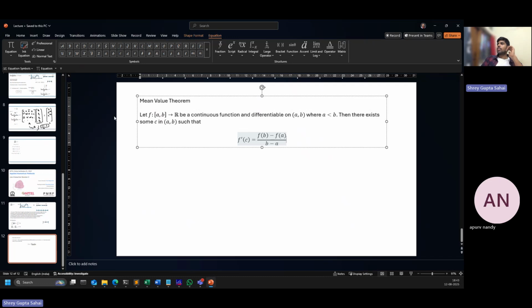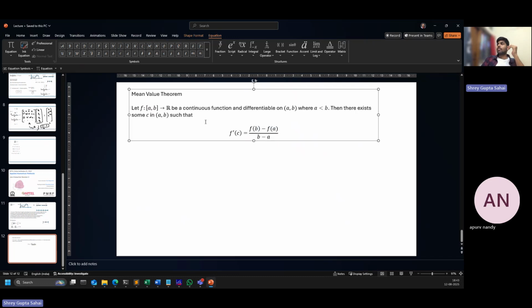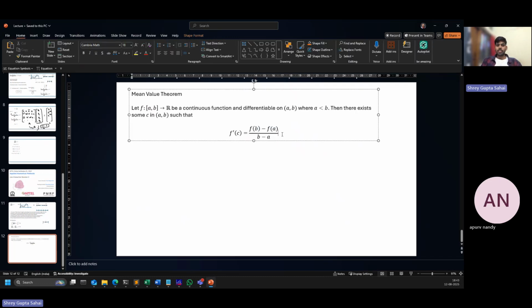This is something that we already know. This is a 10th level or 12th level thing. One more thing is, what is the integral form of this equation? So now essentially, just give me a second.